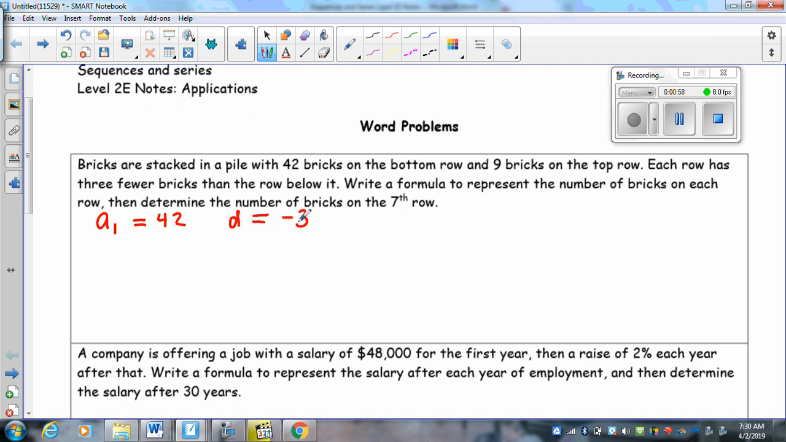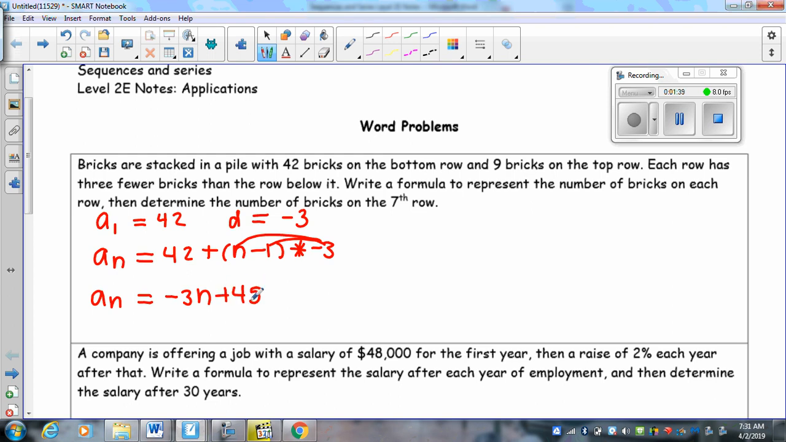We want a formula to represent the bricks on each row, and we want to determine the bricks on the 7th row. So for the formula, we need to simplify this. This is arithmetic. So A sub n equals A1, which is 42, plus n minus 1 times D. Now we saw in the 2D video that we're going to simplify this. We're going to distribute this -3. Okay, so A sub n, and I'm going to go ahead and jump a step and simplify, would equal -3n. Okay, -3 times n is -3n. Then we're going to have 42 plus 3, which makes 45.